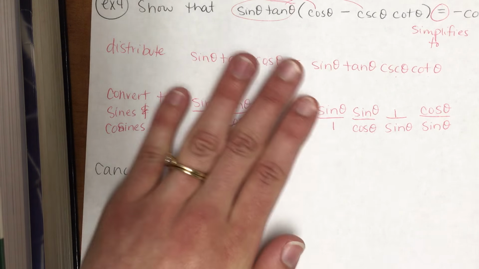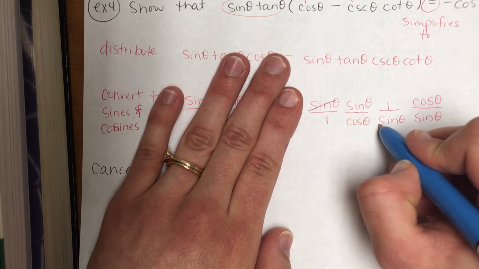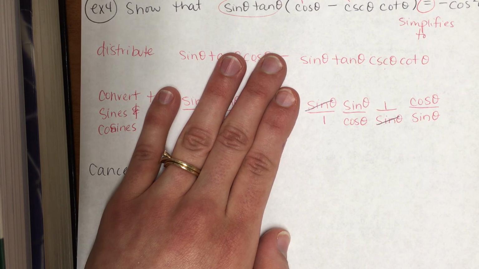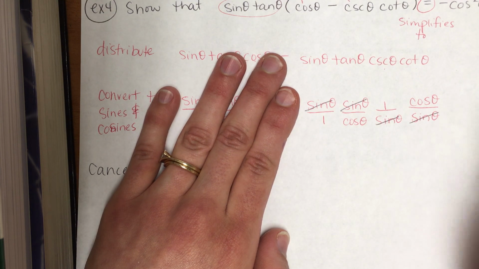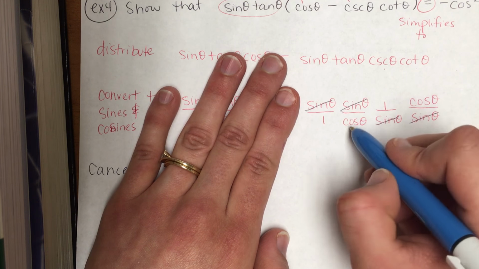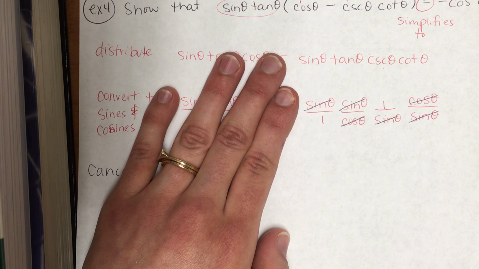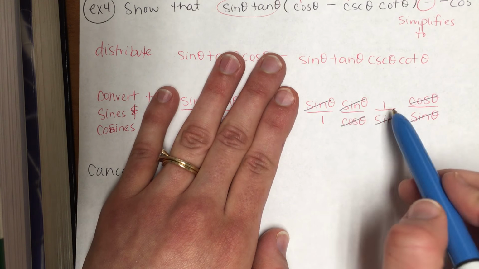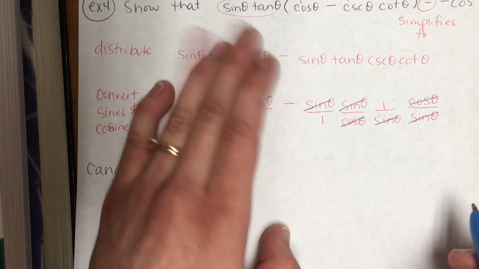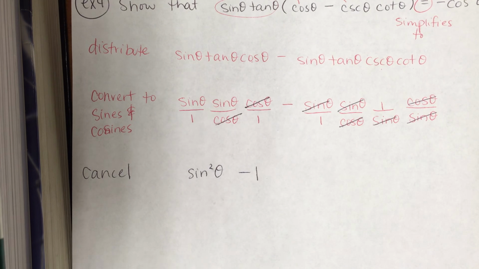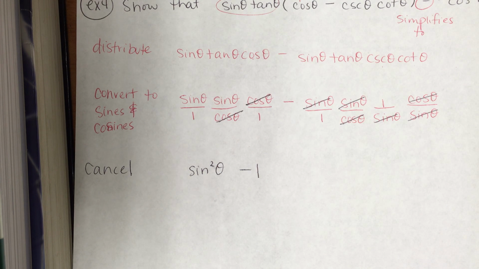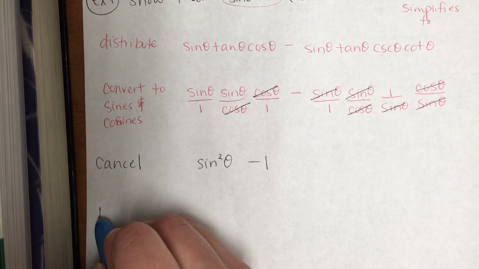For your second one, if you look at these, this sine on top will cancel with one of the sines on the bottom. I have a second sine on top that'll cancel with a second sine on the bottom, and then my cosines will cancel because one's on top and one's on bottom. I'm left with these 1s, or remember, if everything cancels out, just use a 1 as a placeholder. And then now, anytime you see a sine squared, a cosine squared, or a 1, see if there's any way for you to rearrange your Pythagorean identity.